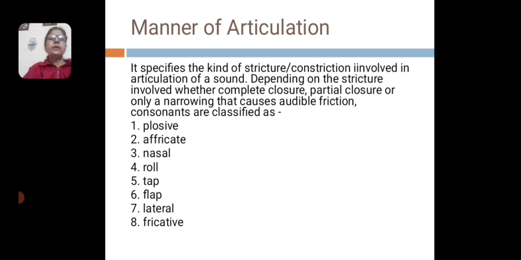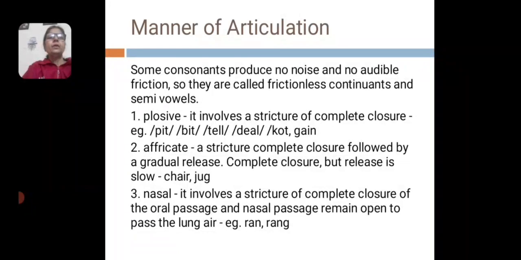So these different types of consonants are according to the manner, and this manner each depends on the closure and narrowing of the passage, audible friction, what kind of structure is there, whether complete closure is there or partial closure is there. Some consonants produce no noise, no audible friction, so they are called frictionless. They are also called semi-vowels.